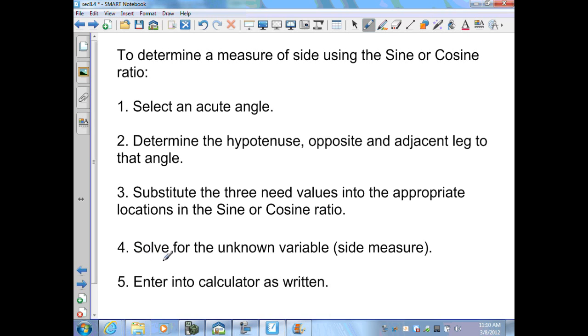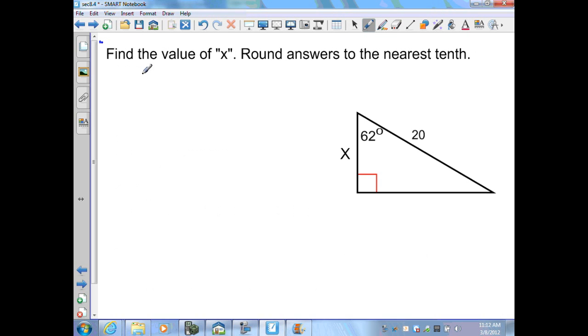Number four, I want to solve the unknown variable. I want to do that as I did before, which is create a ratio, use a cross product, and solve by either multiplication or division. Then, since I'm solving for a side, I'm going to enter the expression opposite my variable as shown into the calculator, and that will give me the value for the side measure. On the next example, they want us to find the value of x, round answers to the nearest tenth. The first thing I need to do is, of course, identify an acute angle.